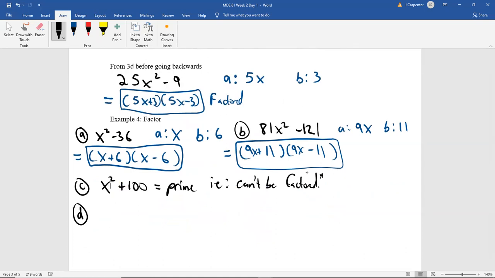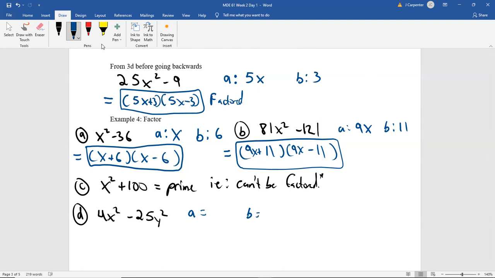See, what if we had 4x squared minus 25y squared? Uh-oh, variables in both. What do we do? Don't sweat it. We're back to a minus, so hopefully this will work.